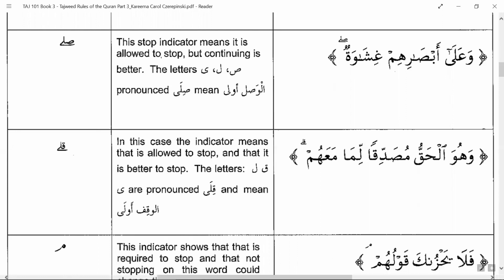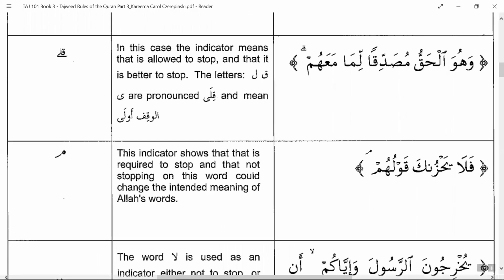The ayah example is وَعَلَى أَبْصَارِهِمْ غِشَاوَةٌ. I can stop here, but it is better if I just continue. وَعَلَى أَبْصَارِهِمْ غِشَاوَةٌ, and then I can continue whatever would be the next word.